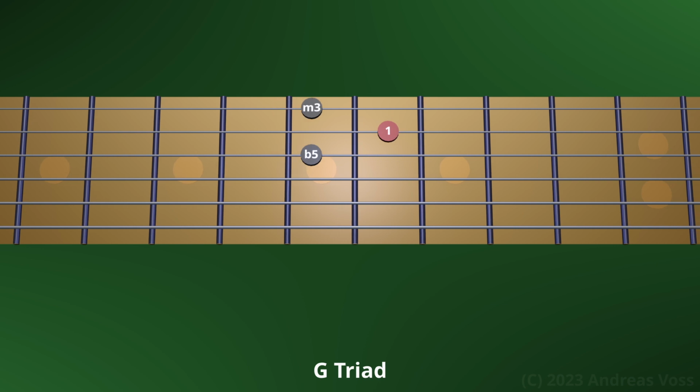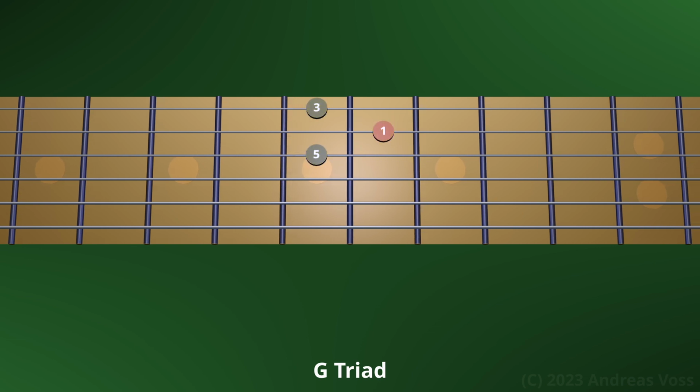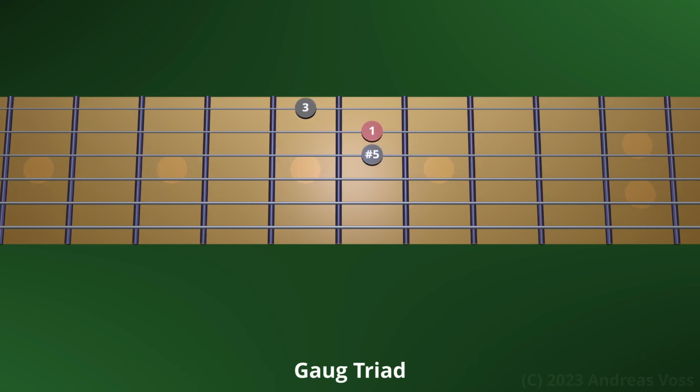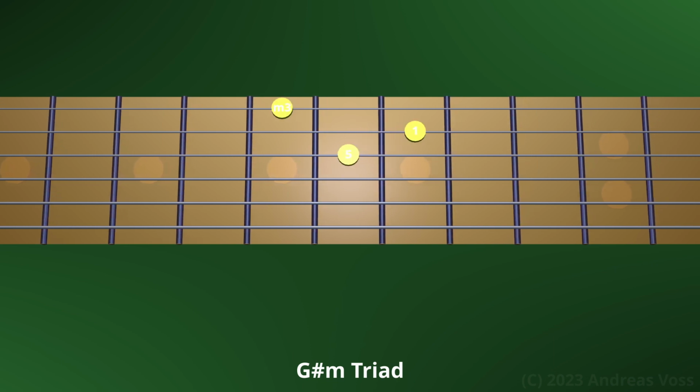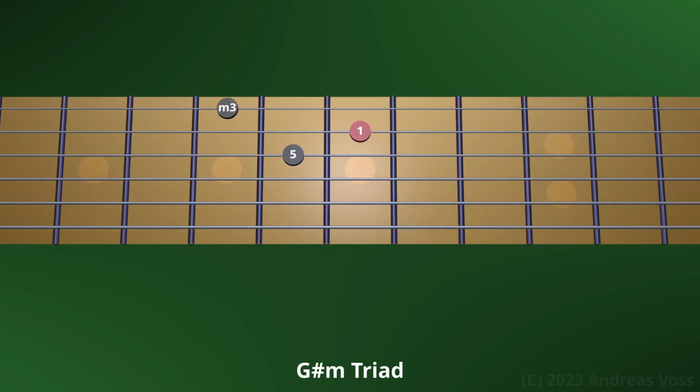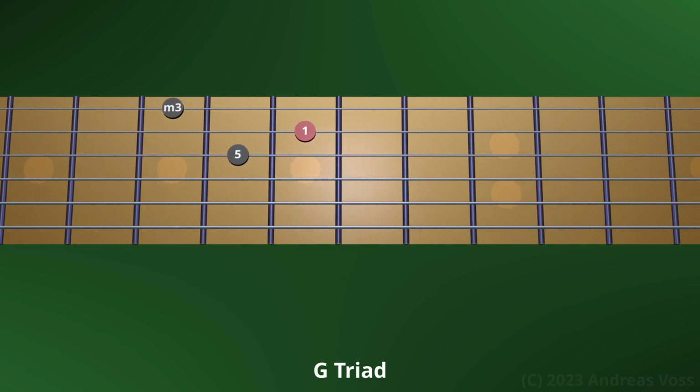Back to the major triad. Now let's make it a suspended triad. Back to the major triad. And finally let's make it an augmented triad. This time, let's resolve it to G sharp minor. Let's move on to the last inversion.